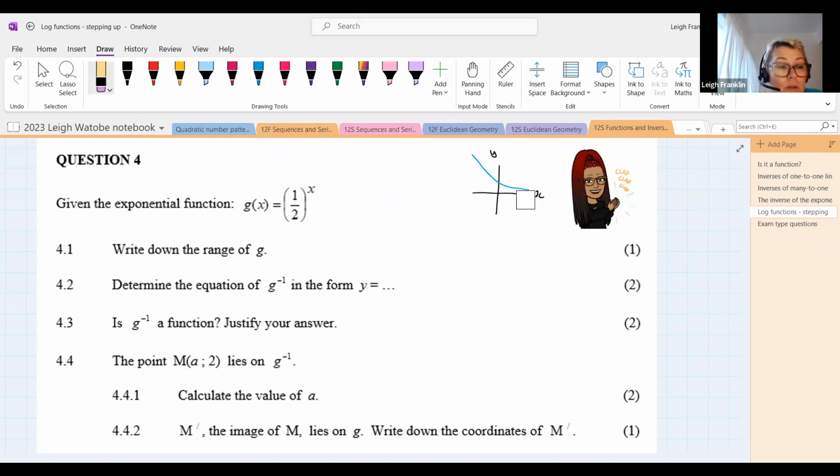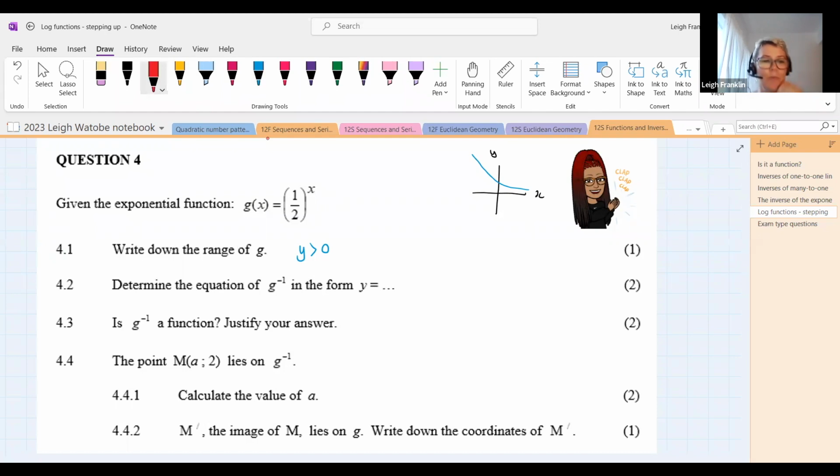Perfect. The first question they're asking us is to write down the range. What do we think the range of this particular function is? Can anybody tell me what I should be writing here? You're welcome to put it into the chat if you want to, but it's always awesome to hear your voices. So if anybody wants to unmute, what's the range of this function? There we go, quite right. Y is greater than 0. Good stuff. So 1 mark for the answer there.